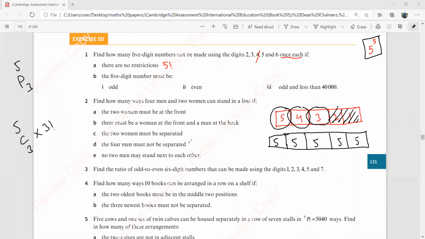Now, suppose you were allowed to repeat the digits and you want to make a three-digit number, how many numbers are possible now? 5 raised to power 3. Exactly. That will be 5 raised to power 3 because you don't need to have these two digits over here. So that would be 5 raised to power 3.